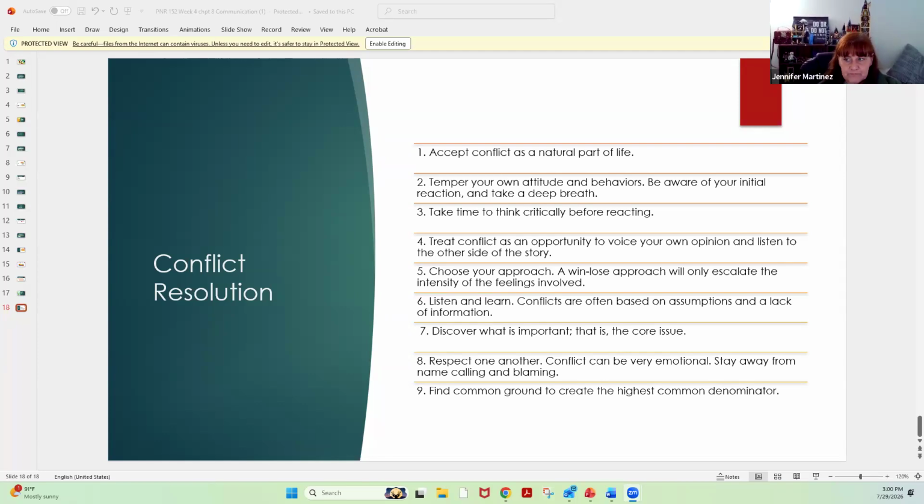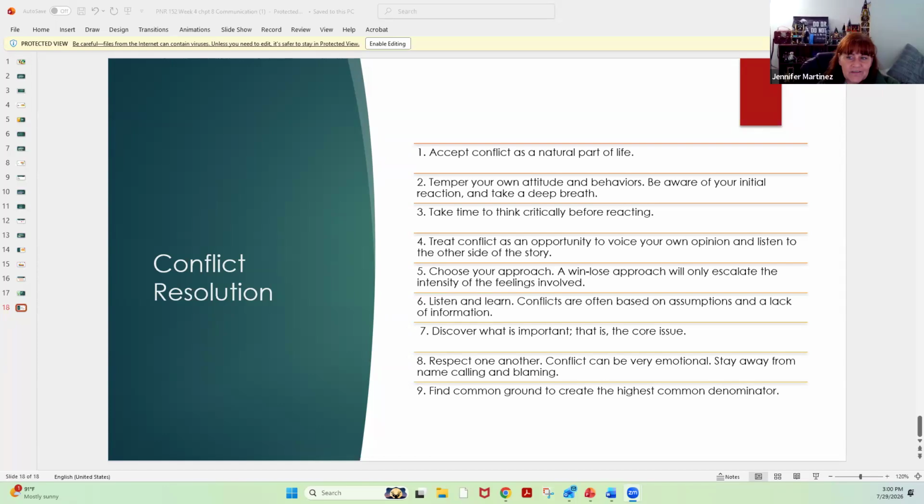Like, what are you going to do in response to the information? Treat conflict as an opportunity to voice your own opinions and listen to the other side of the story. Again, that's one of the great things about American society, is everybody is allowed to have their own opinion. Everybody is allowed to voice it. So we kind of have to listen to both sides of the story.